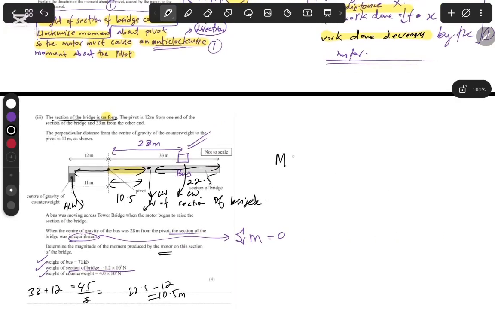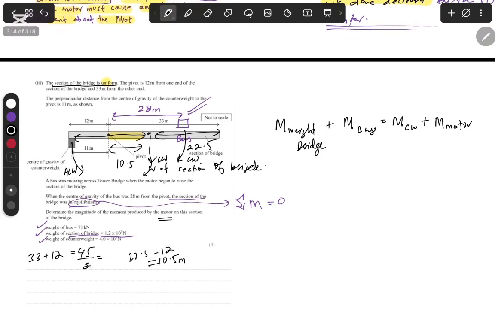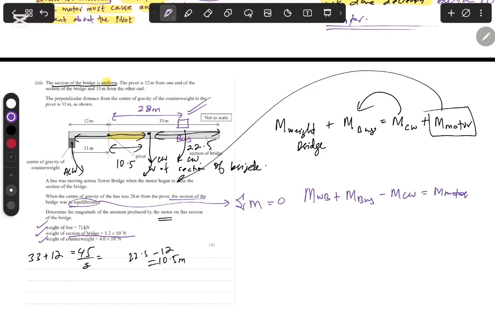So we can say moment due to the weight of the bridge, so I'm going to write weight bridge, plus the moment due to the bus should be equal to the moment due to the counterweight, CW, let's just write it like that, plus the moment due to the motor. Okay, and then I can just move this to the other side so I can get the moment due to the motor, which is what I'm looking for in the question. So I've moved the moment due to the counterweight. Now I'm just going to plug in the values and get the answer.